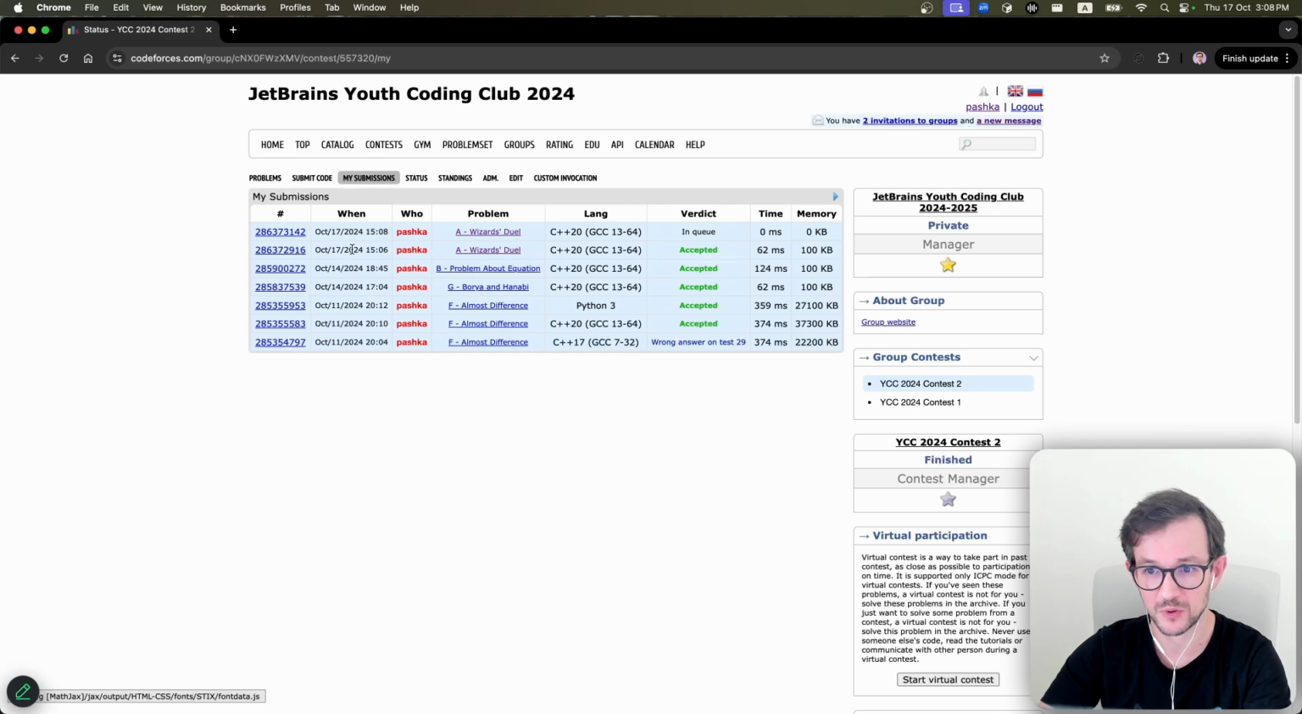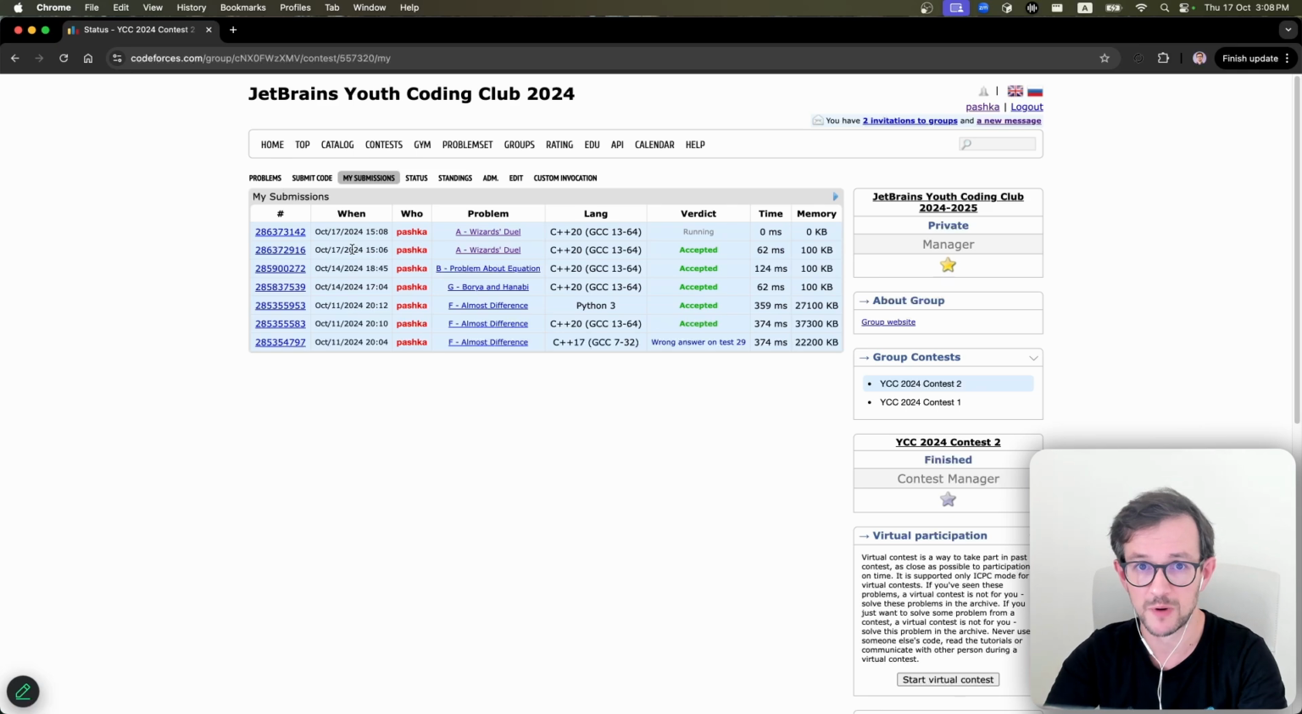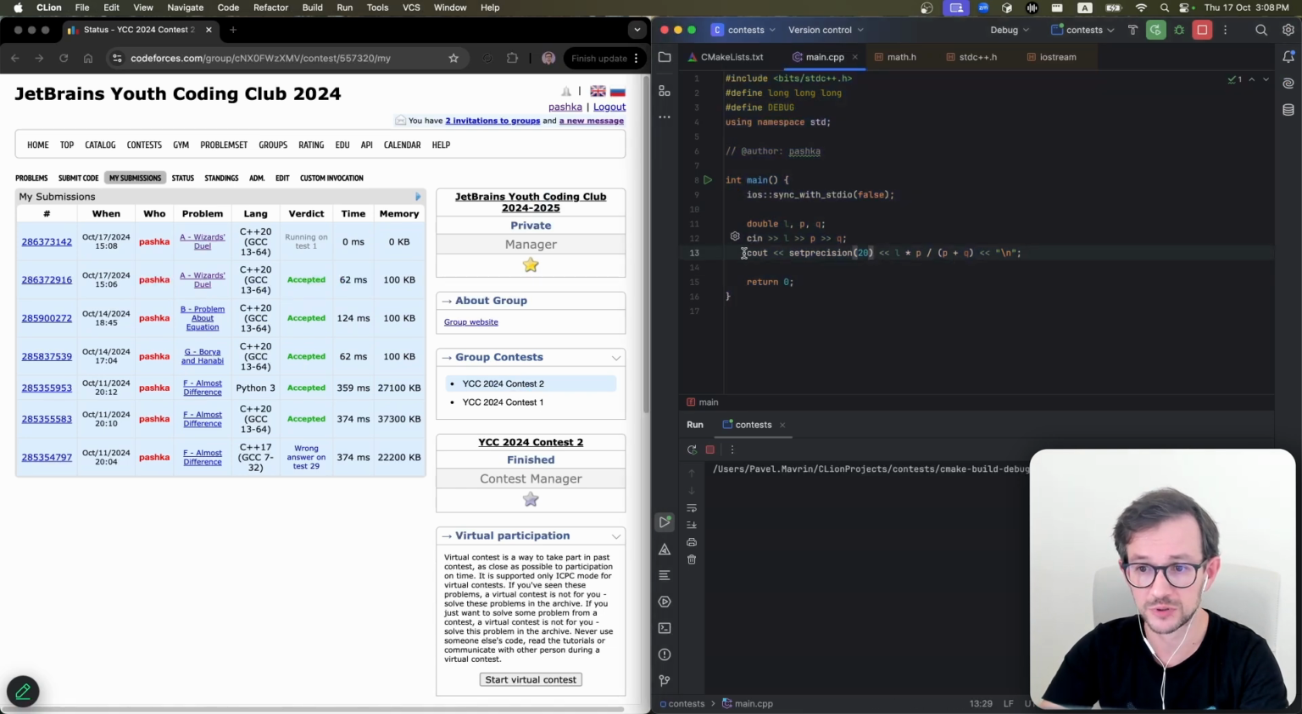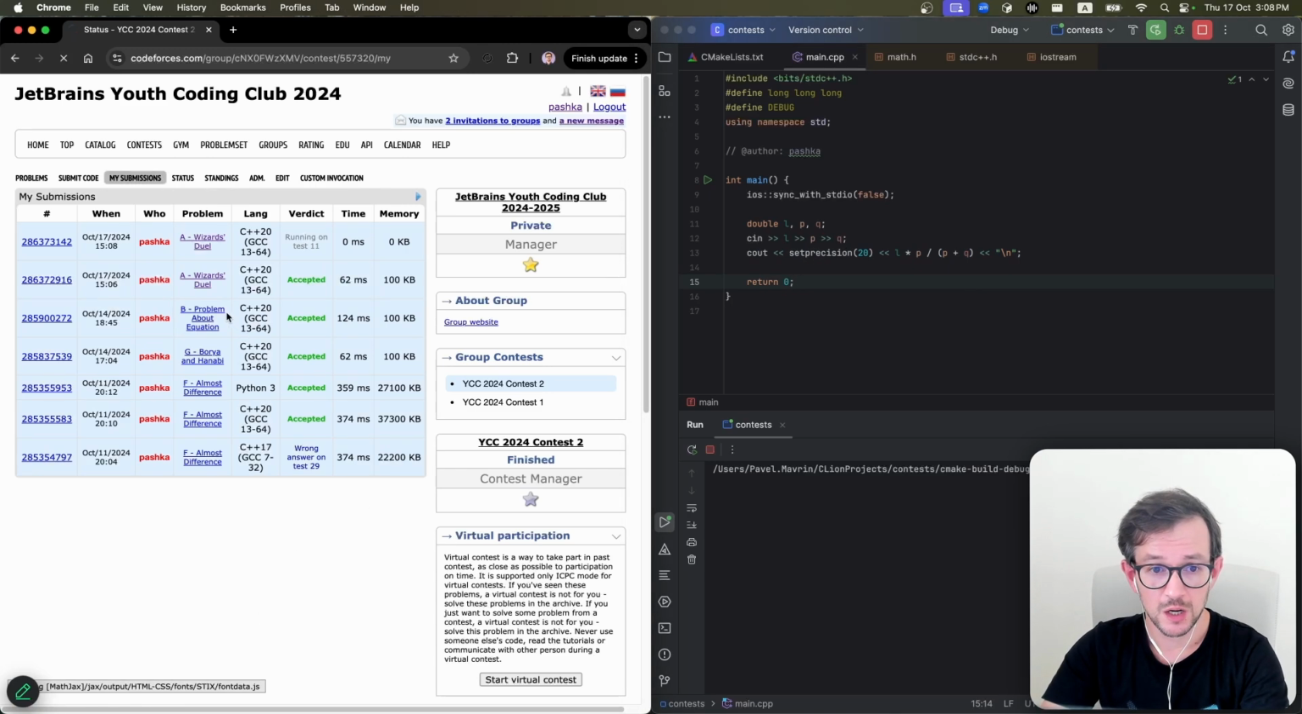Okay, it will test at some point. So in this problem there is no difference, but in some other problem, if you see something like this, be careful about this. So again, this is how I output doubles, like always. Just set precision 20, it's always enough. So don't think about it.